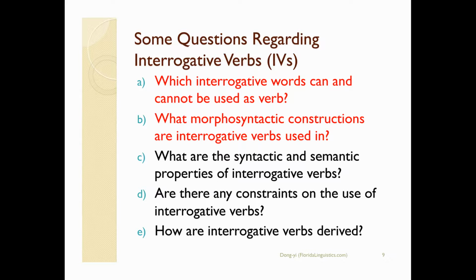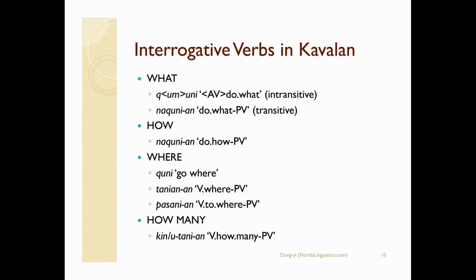In this video, I will focus on the first two issues only. In Kavalan, the interrogative words that can be used as a verb denote the following concepts: what, how, where, and how many. There are specific syntactic and semantic constraints on the notions that Kavalan interrogative verbs can inquire about. However, for the sake of simplicity, I won't talk about them in this video. Interested viewers can refer to my papers on fluidlinguistics.com.